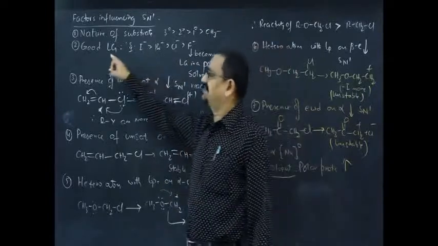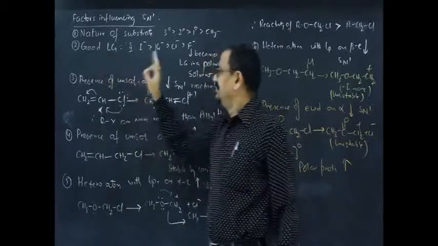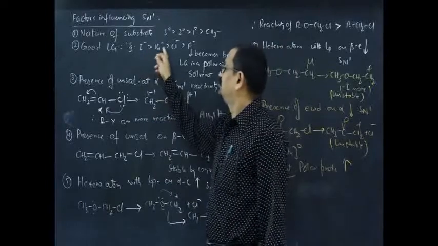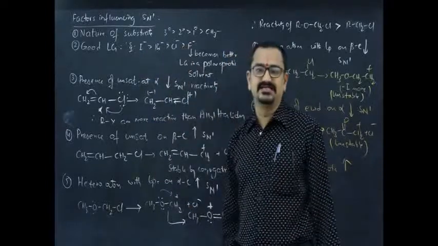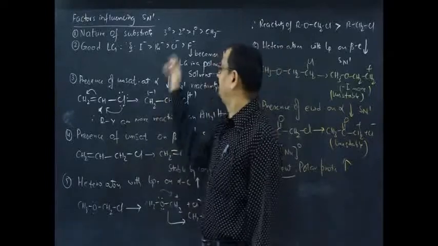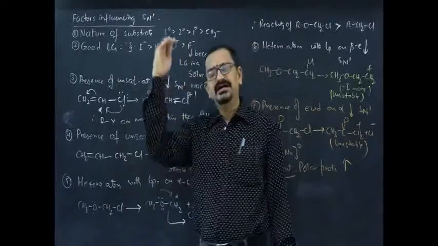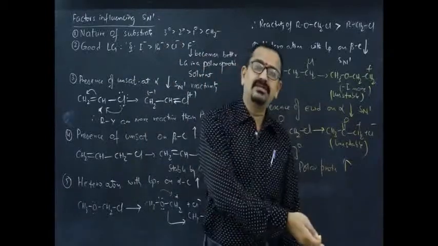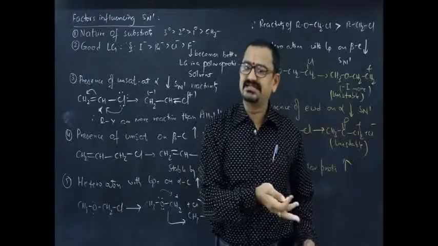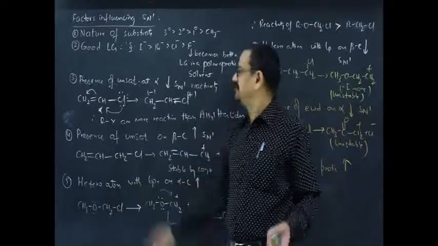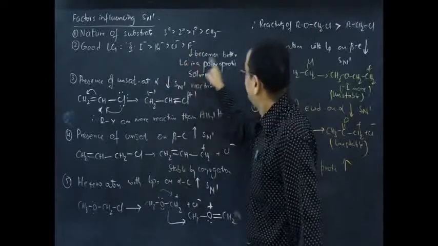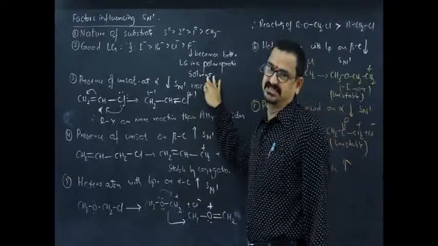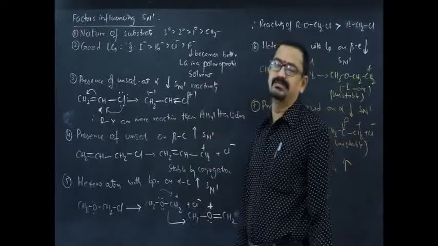The second factor that influences SN1 reactivity is a good leaving group, like I minus is a better leaving group than Br minus, than Cl minus, than F minus, because of their conjugate acids, HF, HCl, HBr, HI. HF is a weak acid, so F minus is a strong conjugate base. HI is a strong acid, so I minus is a weak conjugate base. As we discussed, a weak conjugate base acts as a good leaving group. F minus also acts as a better leaving group in polar aprotic solvents. Polar aprotic means solvents which do not generate any proton.